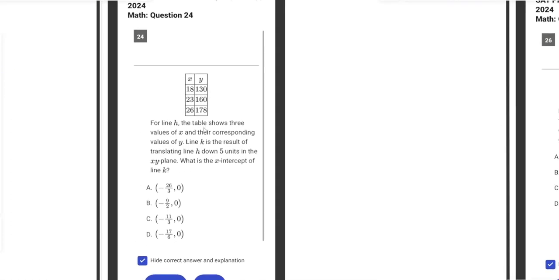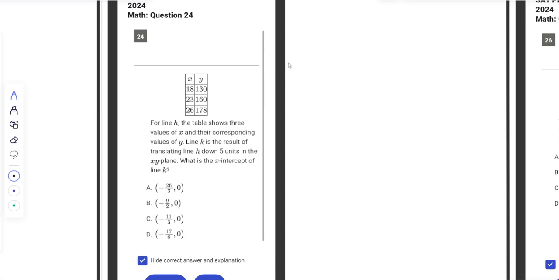This one is saying for the line H, the table shows 3 values of x and their corresponding values of y. Line K is a result of translating line H down 5 units in the xy plane. What is the x-intercept of line K? So this one, we're going to first find an equation of this line, and then we can translate it down by 5 and then solve for the x-intercept.